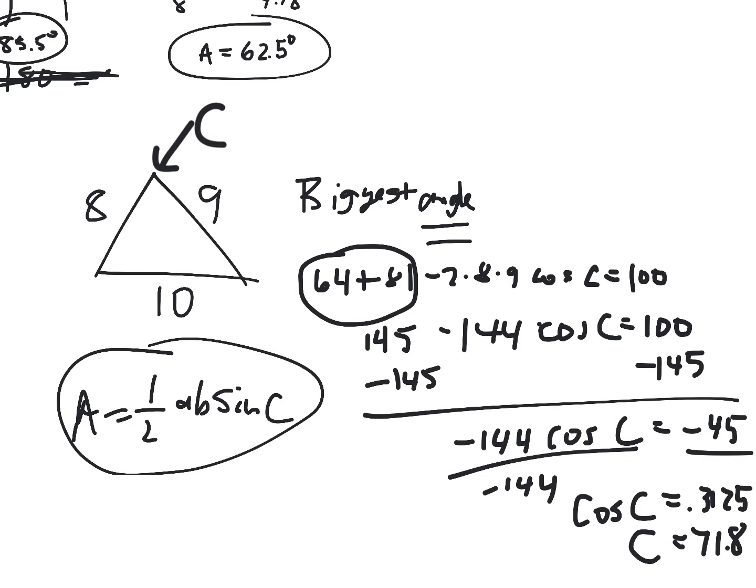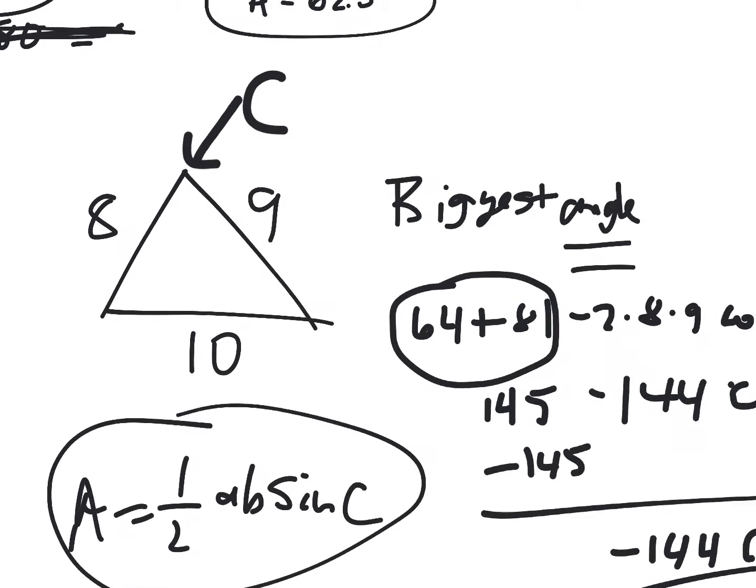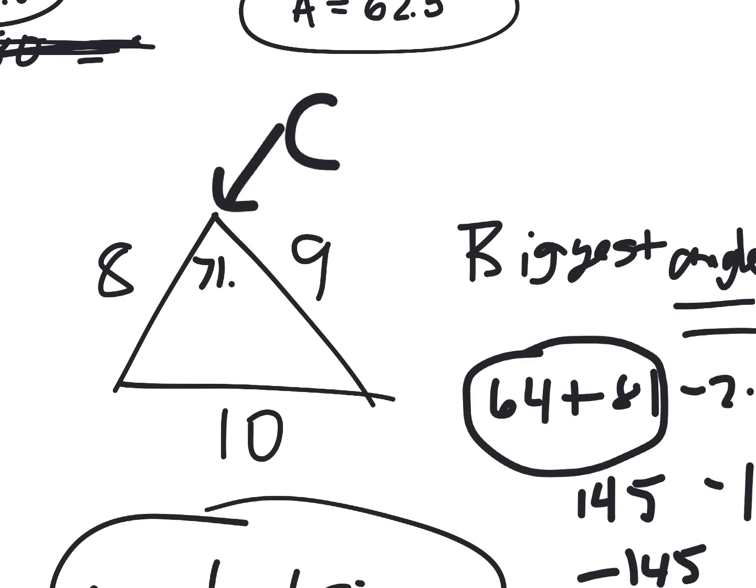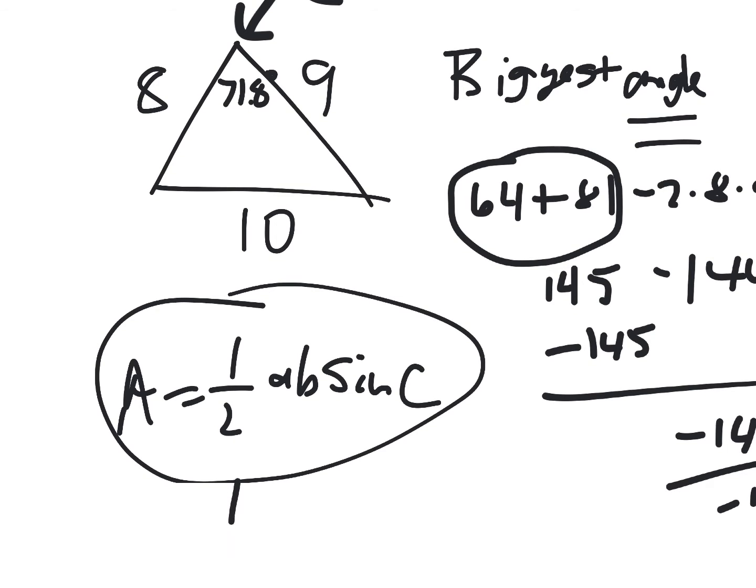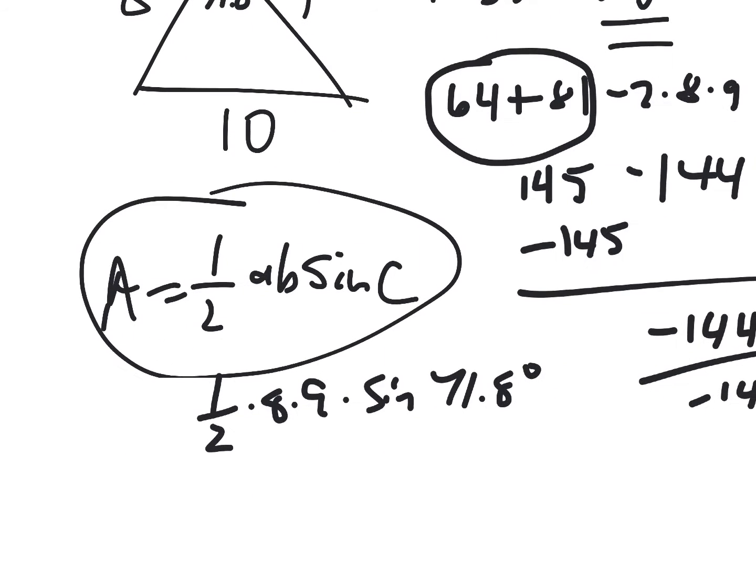C. Yes, that was a good call. All right, so if that's angle C, and it's 71.8 degrees, then when you find this formula, you probably use that same thing. 1/2 times 8 times 9 times sine of 71.8. Robbie, what'd you get for a final answer for the area?